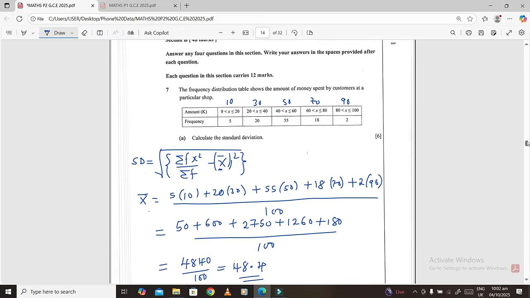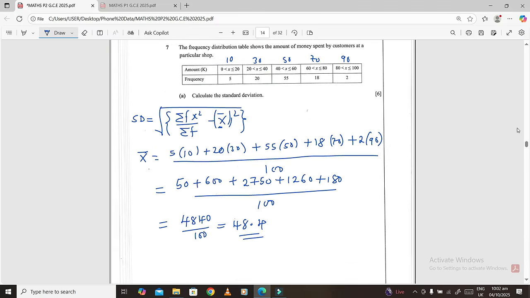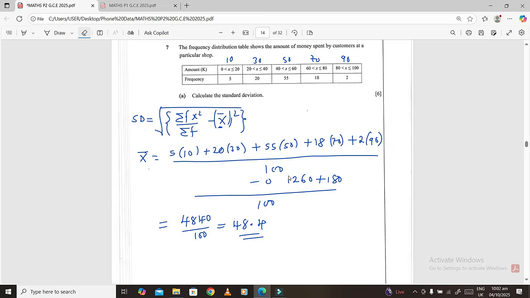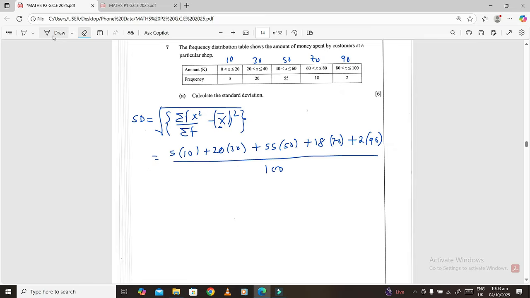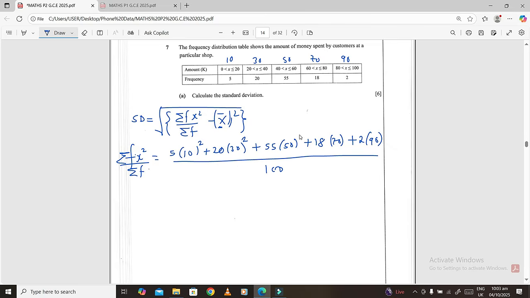Okay? So we don't want to waste much of our time. When you do this, you now find the other thing that you need to find. I'm running out of space, that's why I'm erasing, because my handwriting is big here. So here, you now find what you're supposed to put here. That is a summation of f x squared over summation of f. So here you'll be putting a power 2 here, power 2 here, power 2, power 2. The same thing, but just put a power 2.